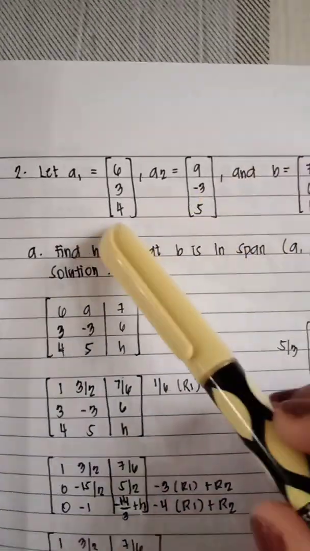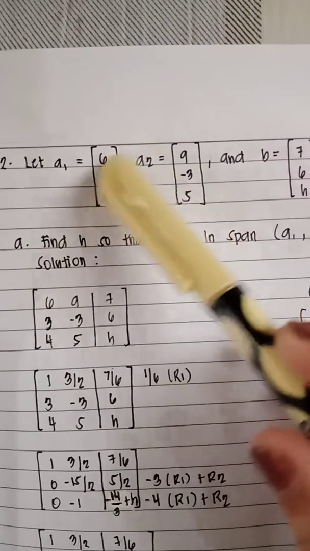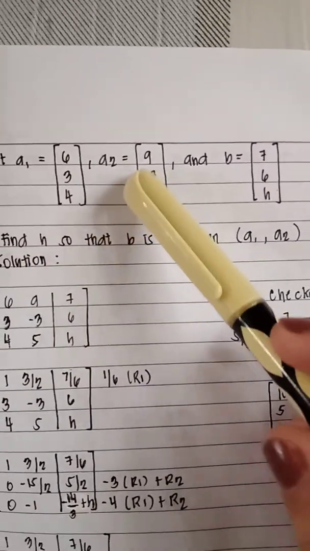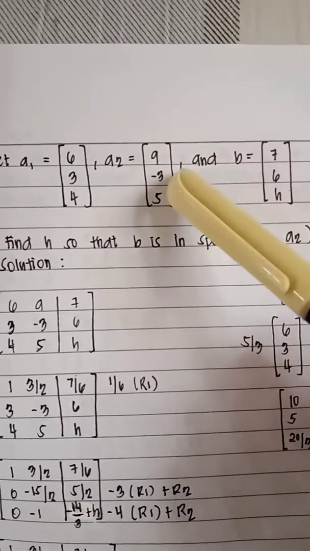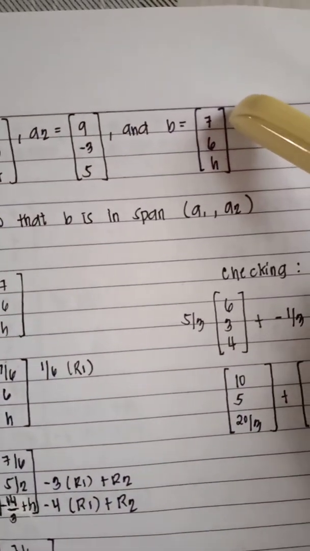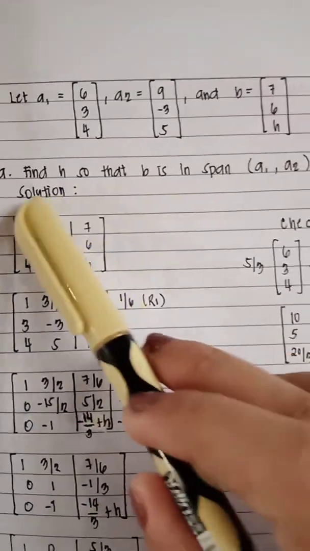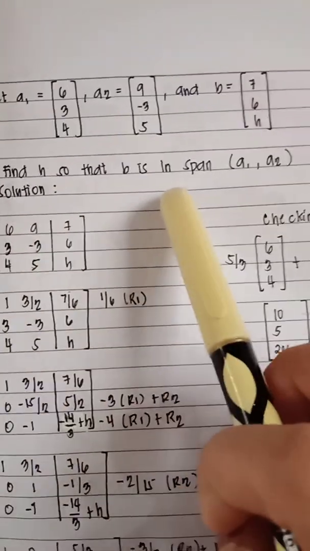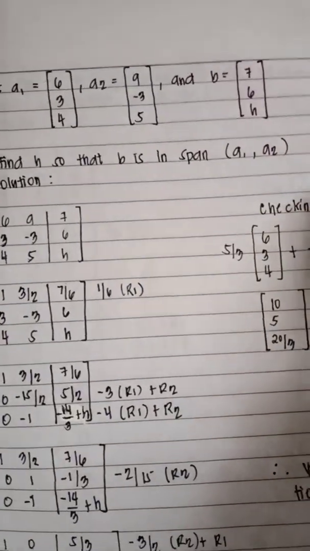So, let's proceed now to number 2. Let a1 equal (6, 3, 4), a2 equal (9, -3, 5), and b equal (7, 6, h). In letter a, let's find the h so that b is in the span of a1 and a2.